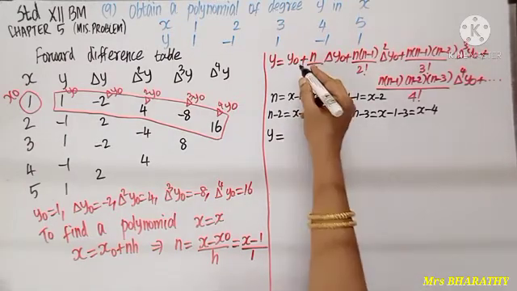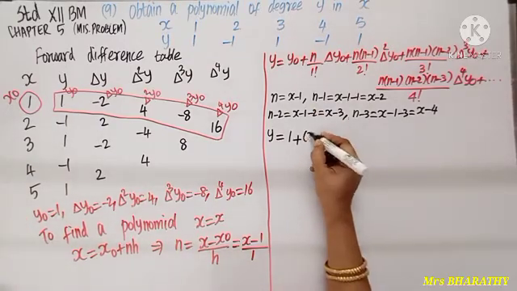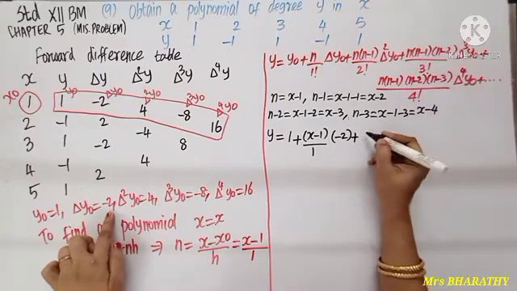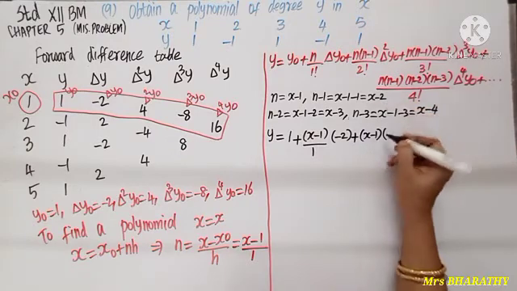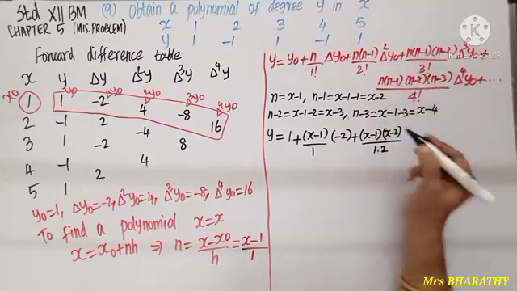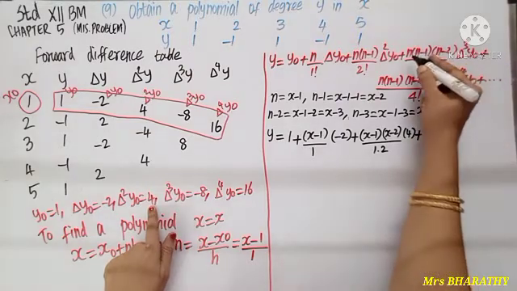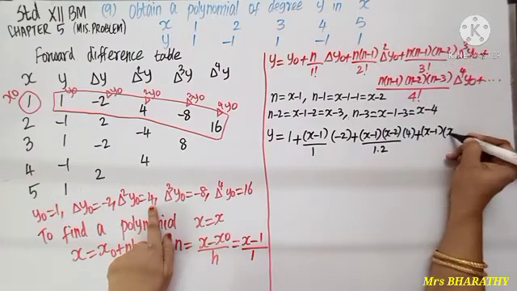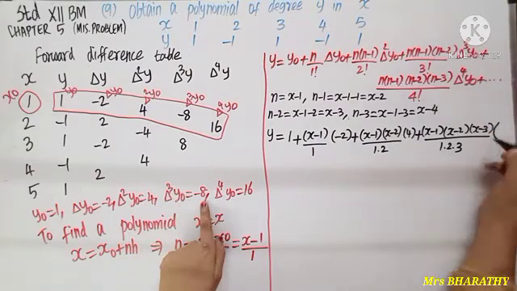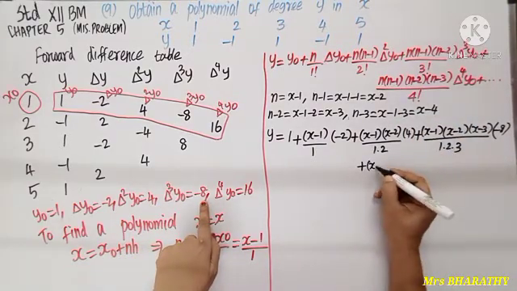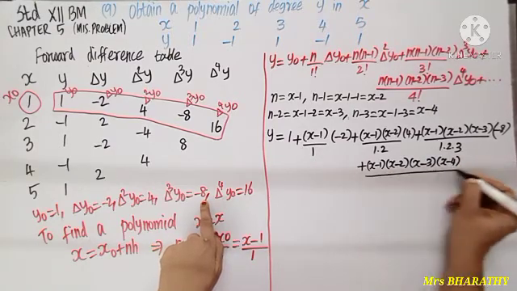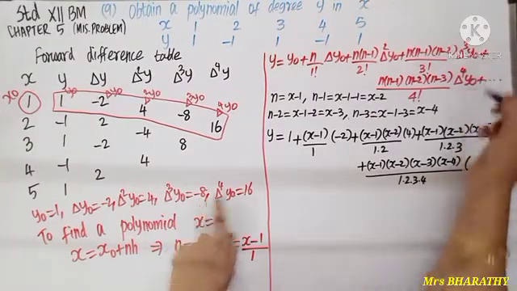Y equals y naught, which is 1, plus n value by 1 factorial del y naught, that is minus 2, plus n into n minus 1, x minus 1 into x minus 2, divided by 2 factorial del square y naught, that is 4, plus n into n minus 1 into n minus 2 by 3 factorial, 1 into 2 into 3, del cube y naught is minus 8, plus n into n minus 1 into n minus 2 into n minus 3 divided by 4 factorial into del power 4 y naught.